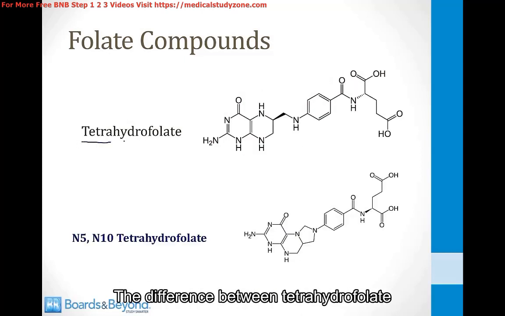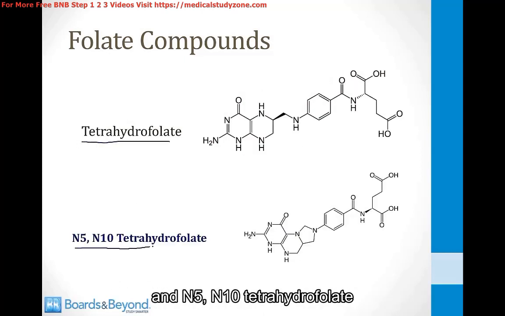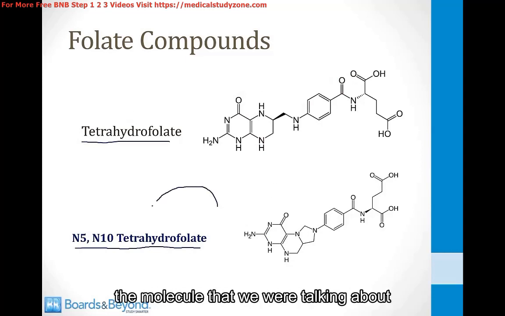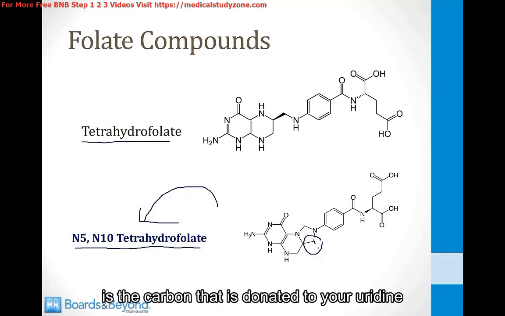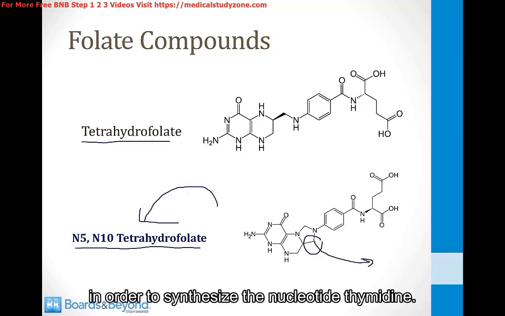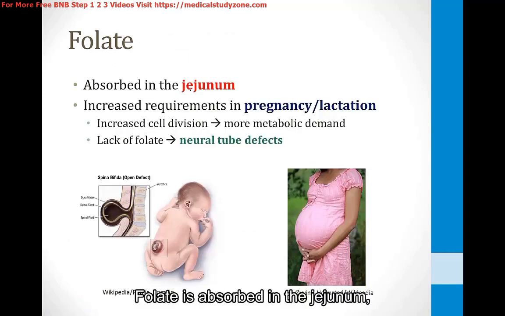The difference between tetrahydrofolate and N5N10 tetrahydrofolate, the molecule that we were talking about in the synthesis of thymidine, is the addition of one carbon here between the 2 nitrogen molecules. That's why it's called N5N10. And that one carbon right there is the carbon that is donated to uridine in order to synthesize the nucleotide thymidine. Folate is absorbed in the jejunum.